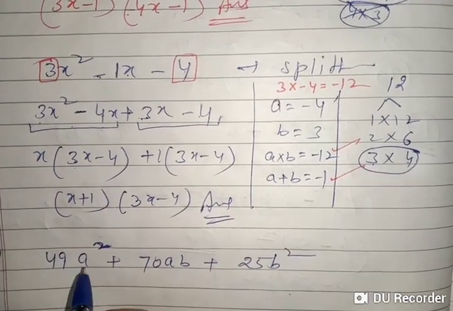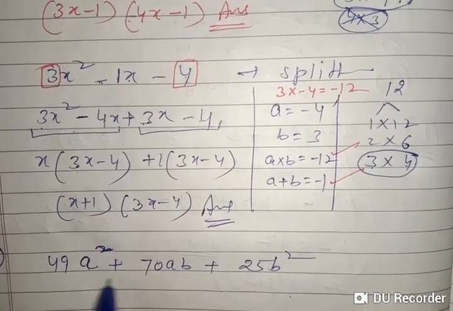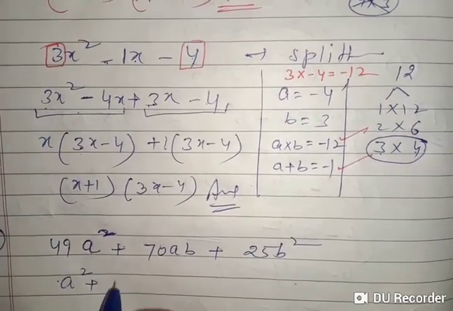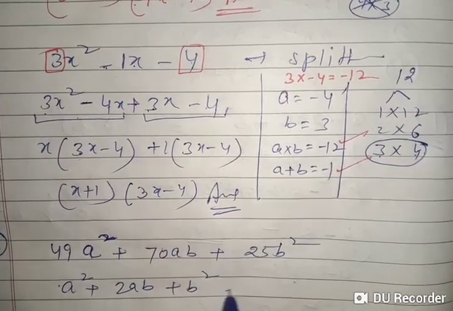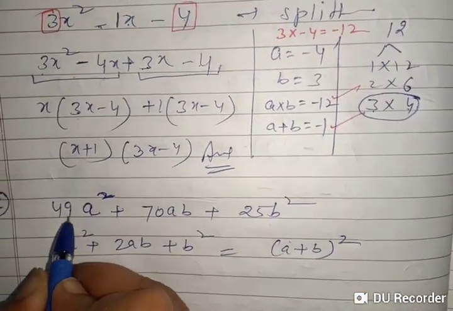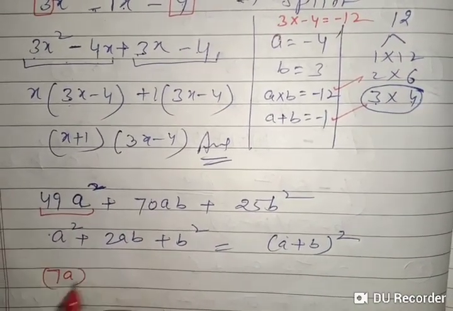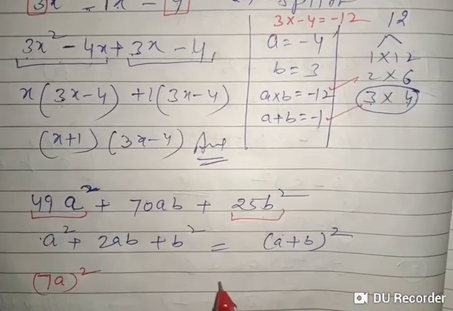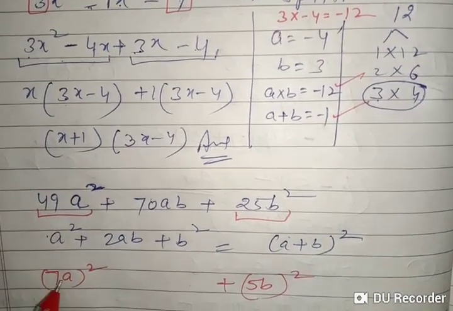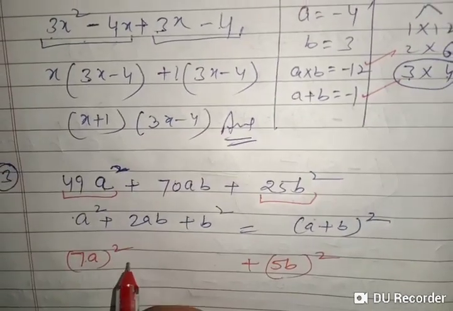The suitable one for this particular question is a plus b whole square. Now compare it, because this is plus, the formula we will use is a square plus 2ab plus b square, which equals a plus b whole square. So this can be written as 7a square, and 25b square can be written as 5b square. You can check again: 7 square is 49, a square is a square, 5 square is 25, b square is b square.